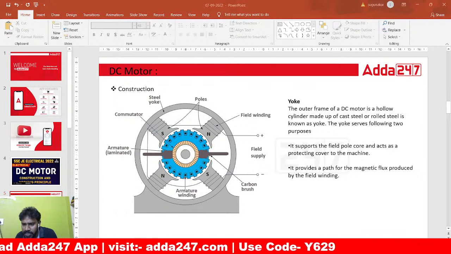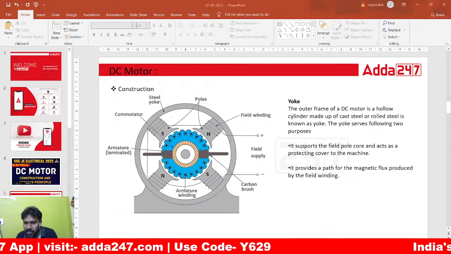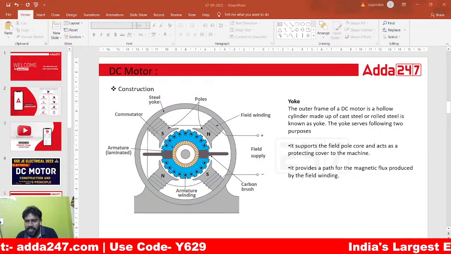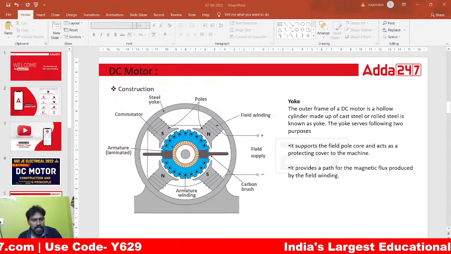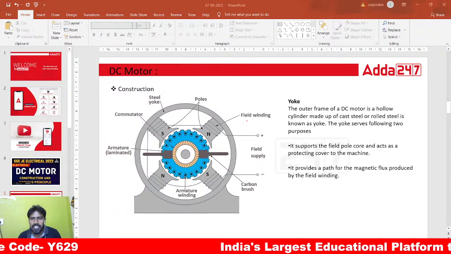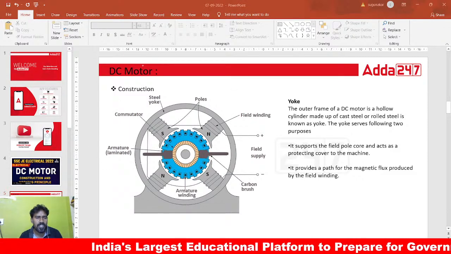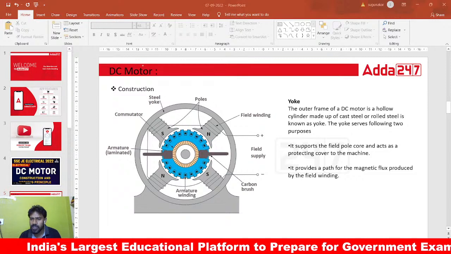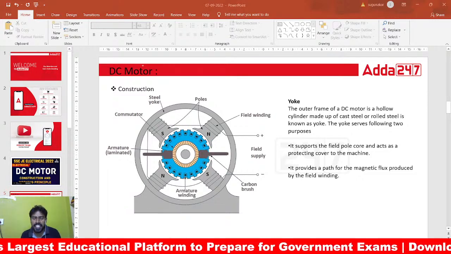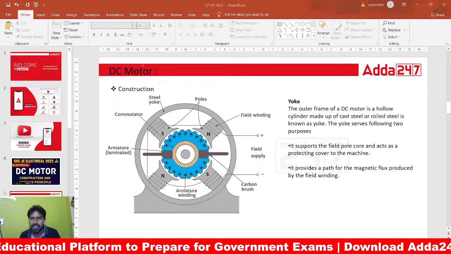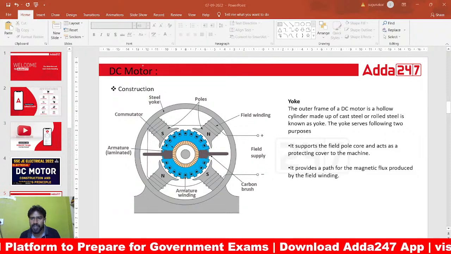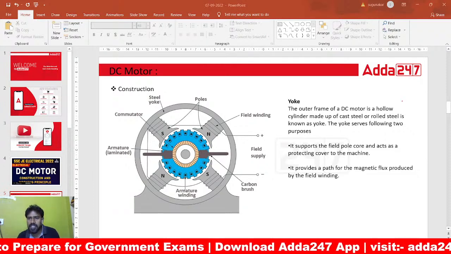Yes, yoke. Sai Kiran, yes, this kind of question sometimes they will ask you directly. So I already explained to you, this is the outer part of the DC motor. The outer part is called the yoke. So that will protect the entire constructional parts of the DC motor. Sometimes they will ask the question directly.